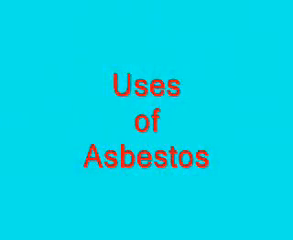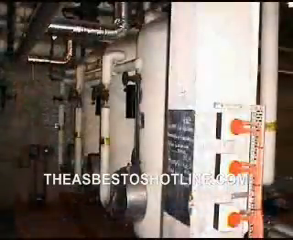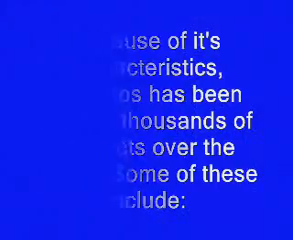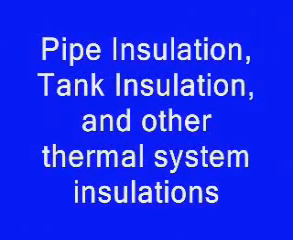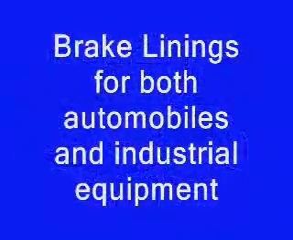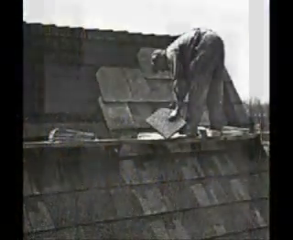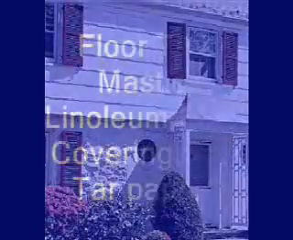So what actual products used asbestos? Because of its characteristics, asbestos has been used in thousands of products over the years. Some of these include pipe insulation, tank insulation, other thermal system insulations, brake linings for both automobiles and industrial equipment, roof shingles, tiles, siding materials, wall panels, things such as that.